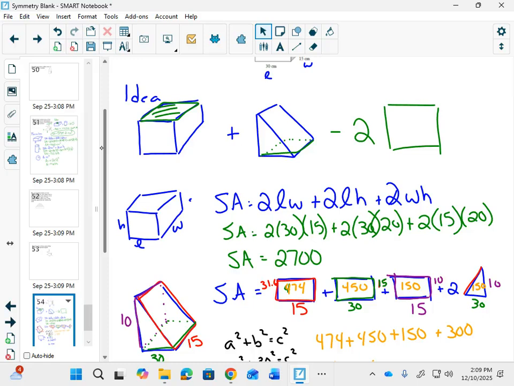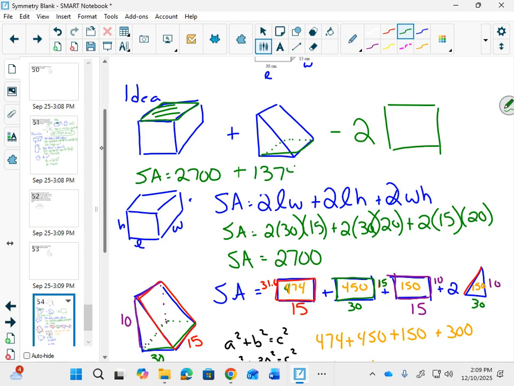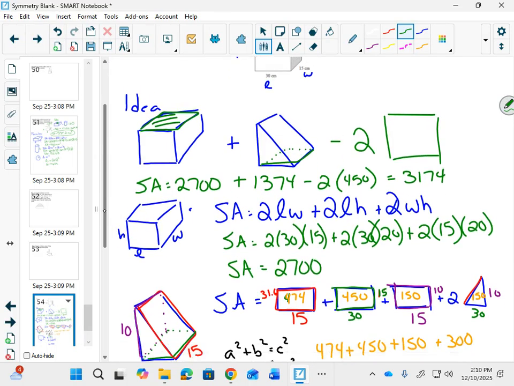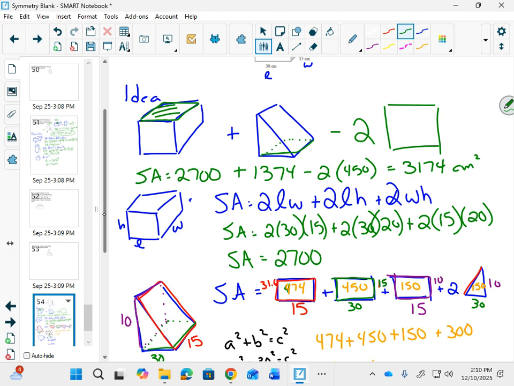When we go to the idea, we already figured out this one was 2,700. We need to add this one, which we figured out was 1374, and then we have to subtract 2 times 450. Type that all into our calculator all at once. We have units on this one, centimeters square.